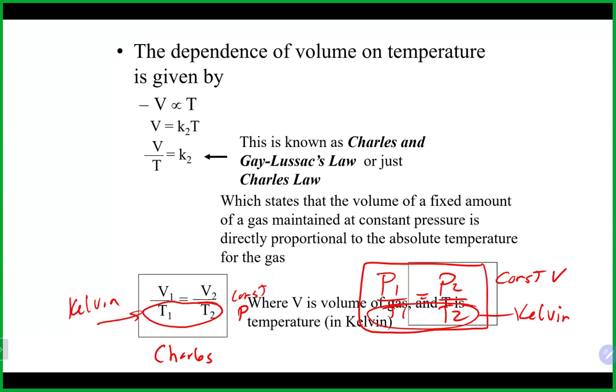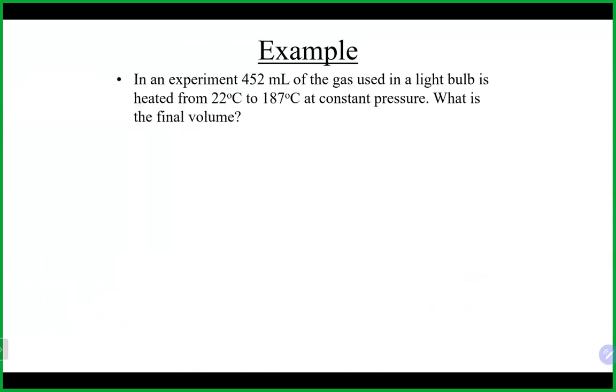All right, let's try one here, perhaps. An experiment has 452 milliliters of a gas that's used in a light bulb, and it goes from 22 to 187 degrees Celsius. What will be the final volume? So take a moment and see what you come up with here.